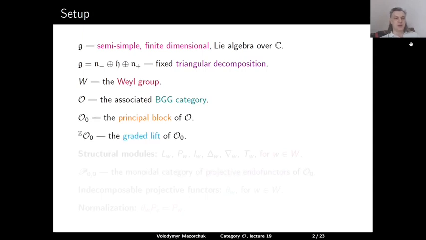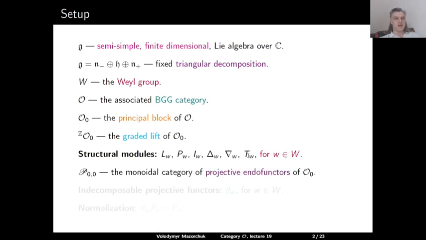This principal block admits a graded lift O0 upper Z, and we have the following structural modules in O0. They all are indexed by elements in W, and we have simple modules, indecomposable projectives, indecomposable injectives, Verma modules, dual Verma modules, and indecomposable tilting modules. We also have the monoidal category P00 of projective endofunctors of O0.